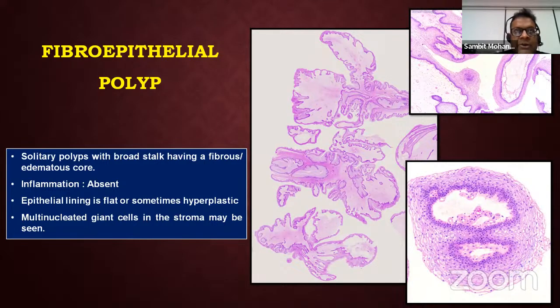And no atypia, no loss of polarity, no mitosis, no necrosis. You will see the epithelium all around in case of fibroepithelial polyp. Multinucleated giant cells are not rare. They're commonly seen in the stroma of fibroepithelial polyp.